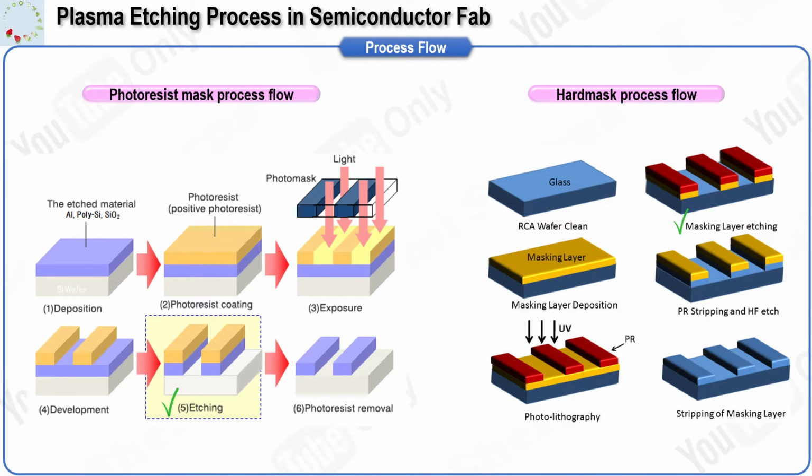Use the hard mask route when you need long overetch time, when the chemistry is aggressive to resist, when features have high aspect ratios, or when the imaging resist must be very thin. Both routes meet the same goal: clean and accurate pattern transfer by plasma etching, followed by clean removal of temporary materials to secure yield and reliability.